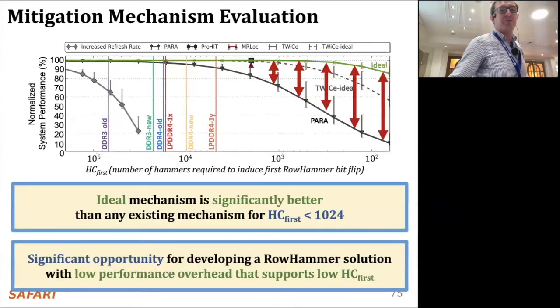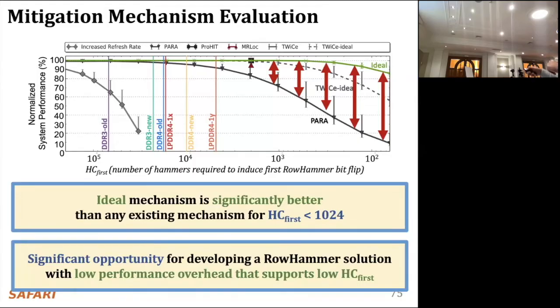Okay. So what about mitigation mechanisms? This is an interesting study also. There are a lot more studies in the paper that I'm skipping over, but mitigation mechanisms are interesting. Here you have, again, HC first, which is the number of hammers required to induce the first RowHammer bit flip. Now it's kind of flipped, going from left to right. This number reduces. So as technology scaling happens, this number goes from here all the way to here. And this is all the DDR3 chips that we tested. And we're marching from left to right, as you can see.